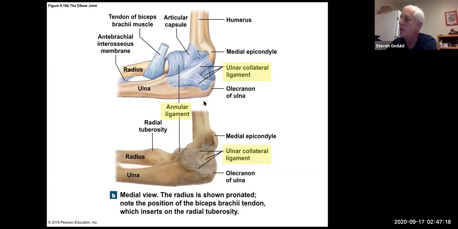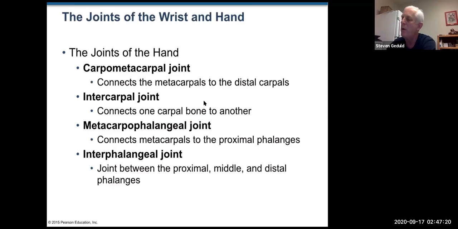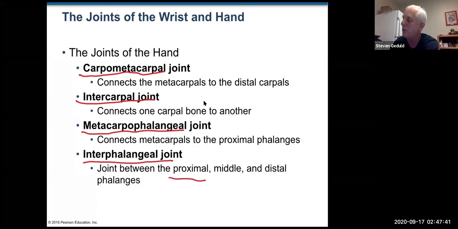Okay. Joints of the hand. You have the carpometacarpal junction, where your carpal bones meet your metacarpal bones. You have your intercarpal joints, which connect one carpal bone to another. Your metacarpophalangeal joint connects the metacarpals to the proximal phalanges, and your interphalangeal joint is between the proximal, middle, and distal phalanges. Now, which digit only has a proximal and a distal phalanx?